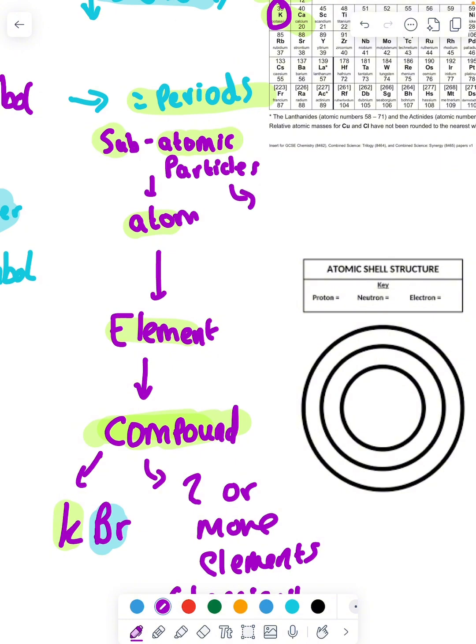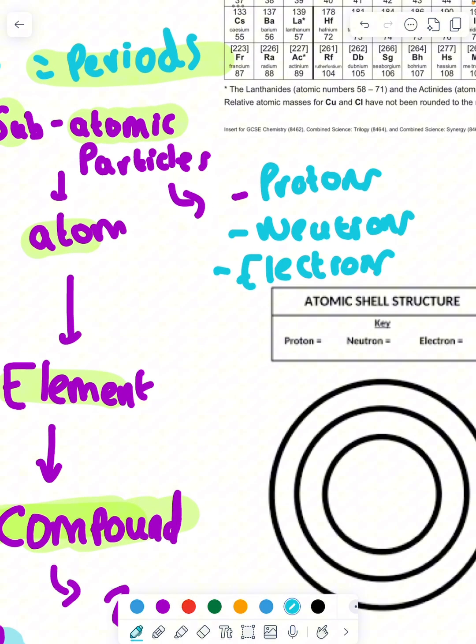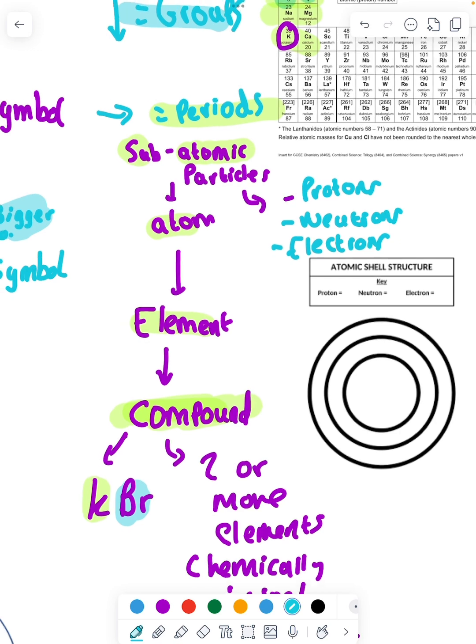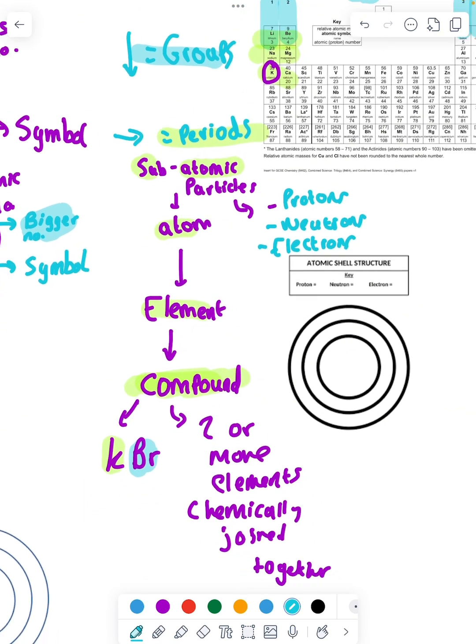Now, examples of subatomic particles, the three that you need to know of are protons, neutrons, and electrons. So these are three things that you'll find in an atom. So protons, neutrons, electrons make up an atom, right? Now, we're going to look a little bit at this now.